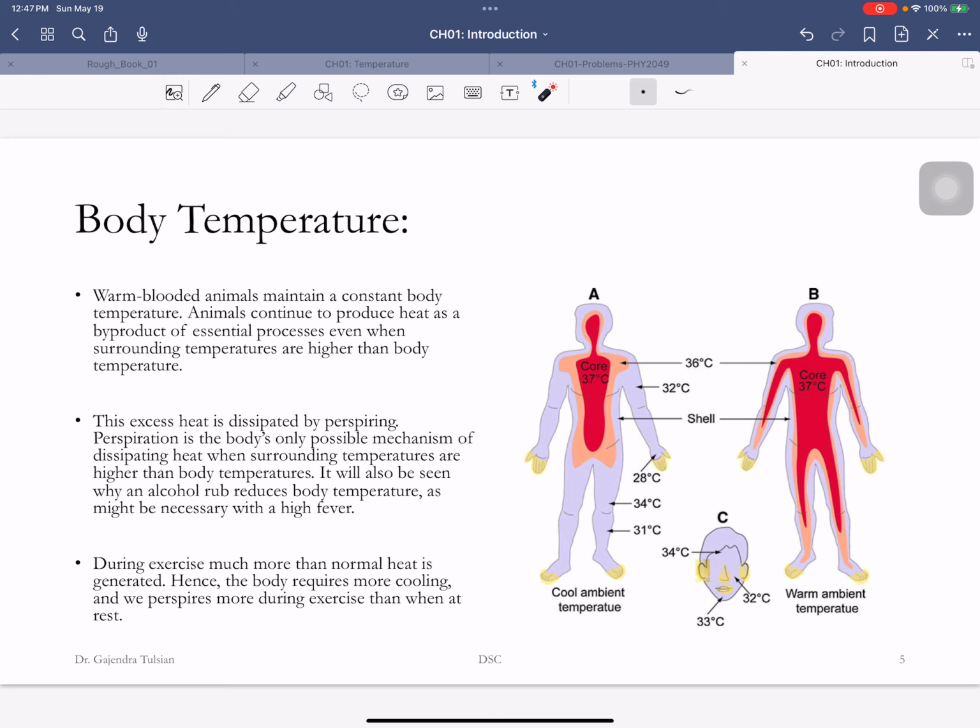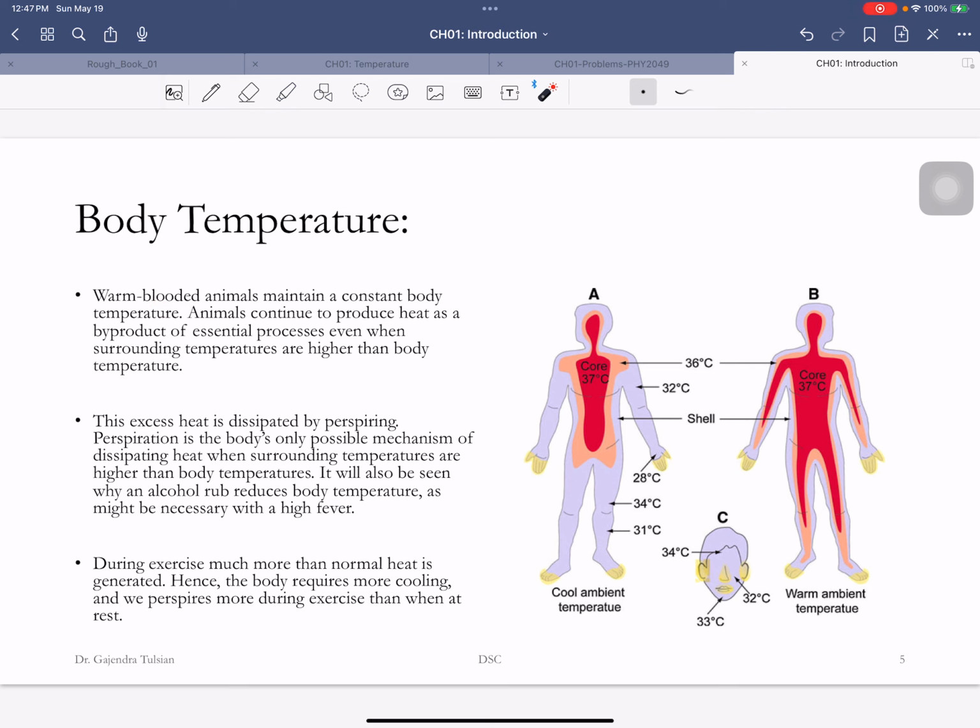Okay. So this gives you temperature of various parts of the body. Okay. So this is the situation. This is how your body is when the outside temperature is cold, and this is warm. This is how your body is when your outside temperature is warm.